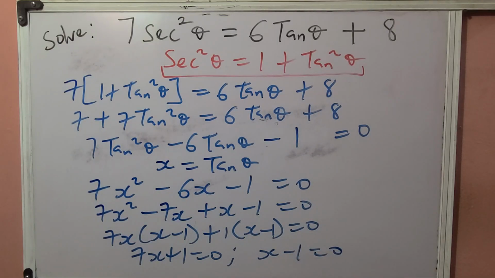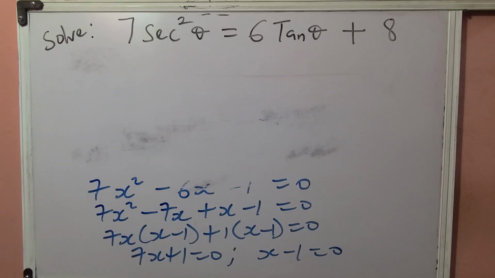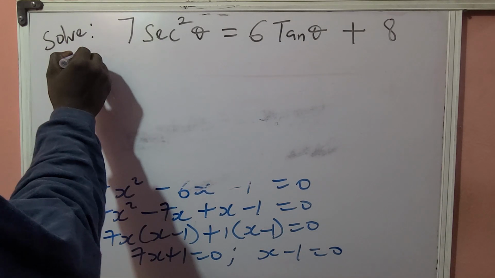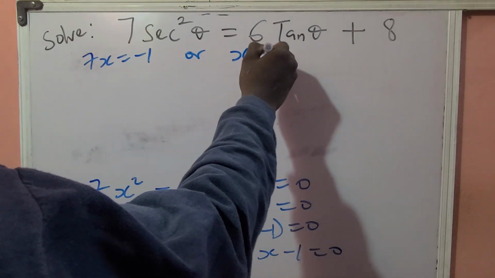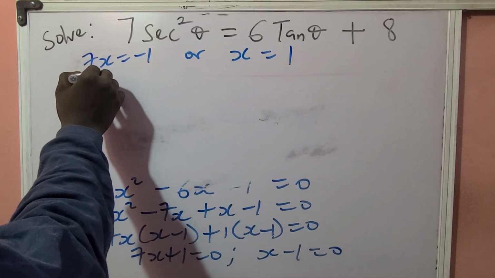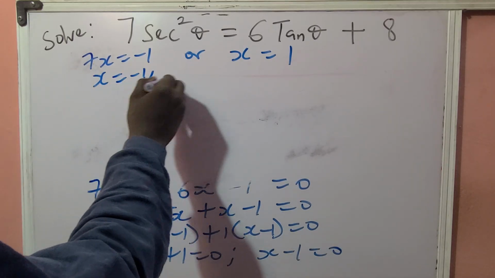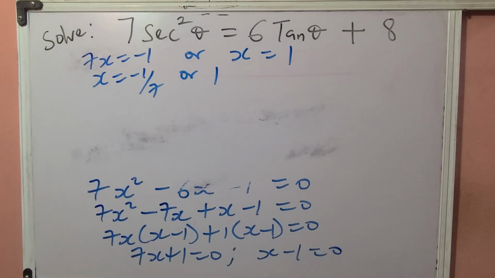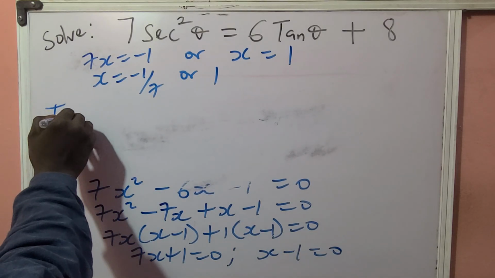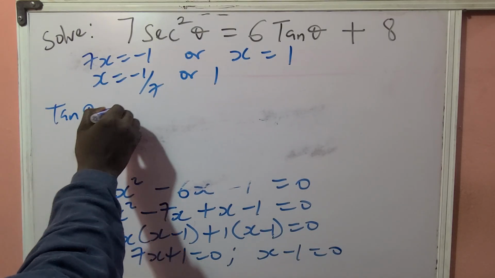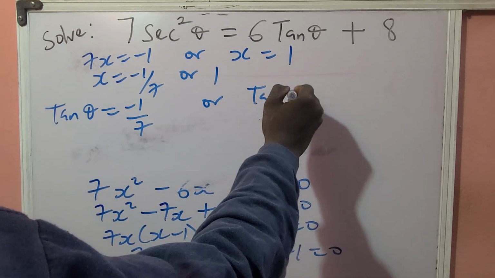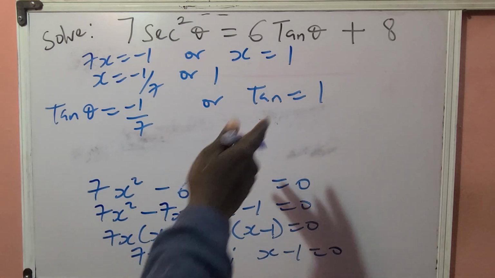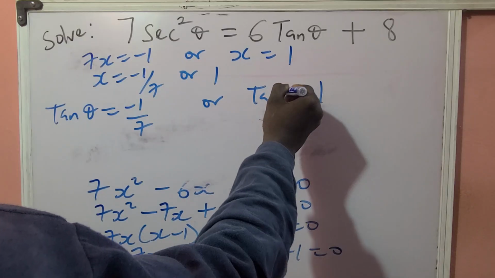So this brings us to a very interesting place where we can get our final answer. From here, I know that my 7x equals minus 1 or x equals 1. Crossing this to the other side, my x now equals minus 1 over 7 or 1. Don't forget my tan theta was what we called x. So that means I can write tan theta equals minus 1 over 7 or tan theta equals 1.